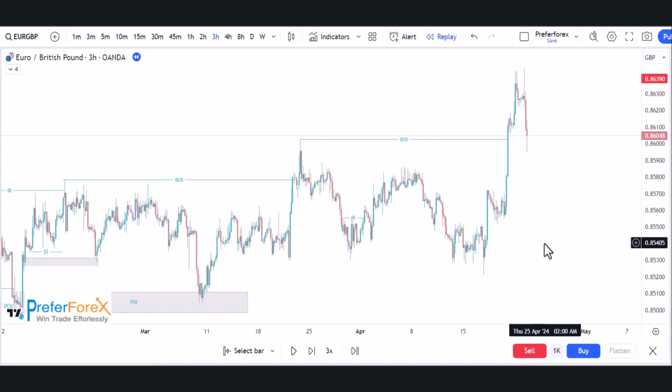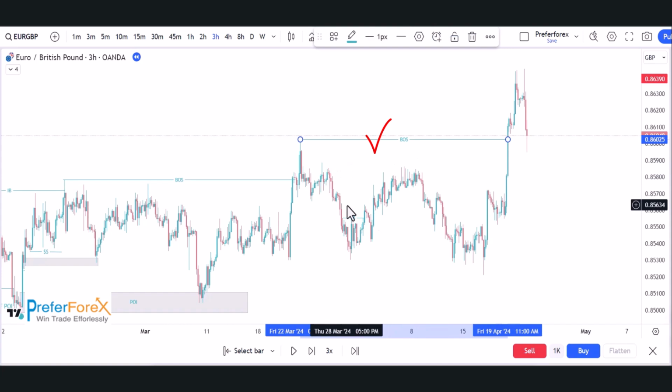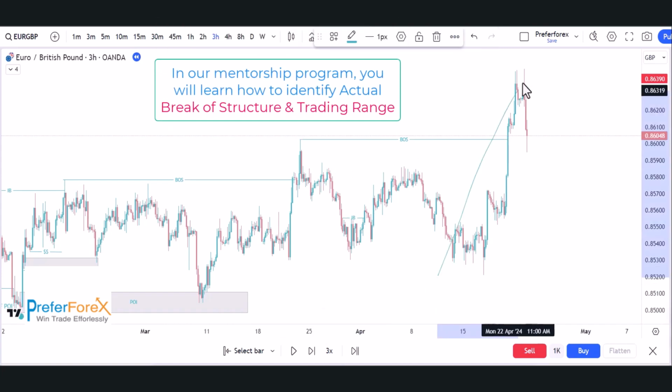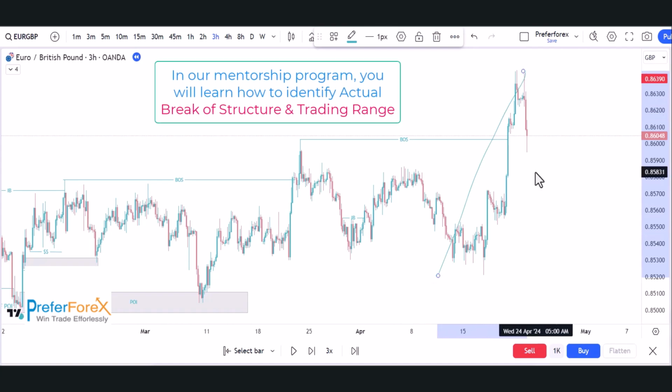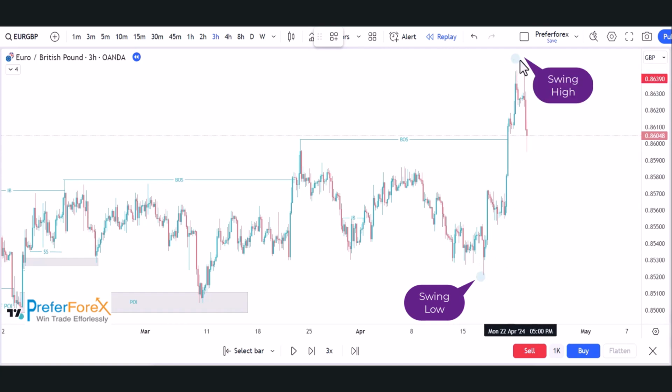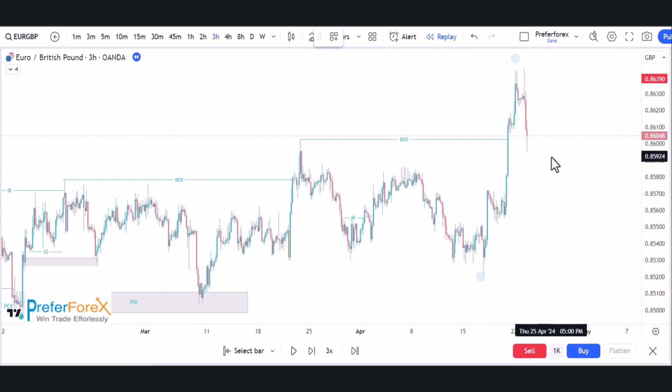Okay, so let's analyze the chart. Here, this is the proper break of structure. And this is the recent trading range. Why is this a trading range? This bullish movement starts with a swing low and ends with a swing high point. You can see here. To define a swing low and swing high, it is also necessary to consider liquidity transactions.